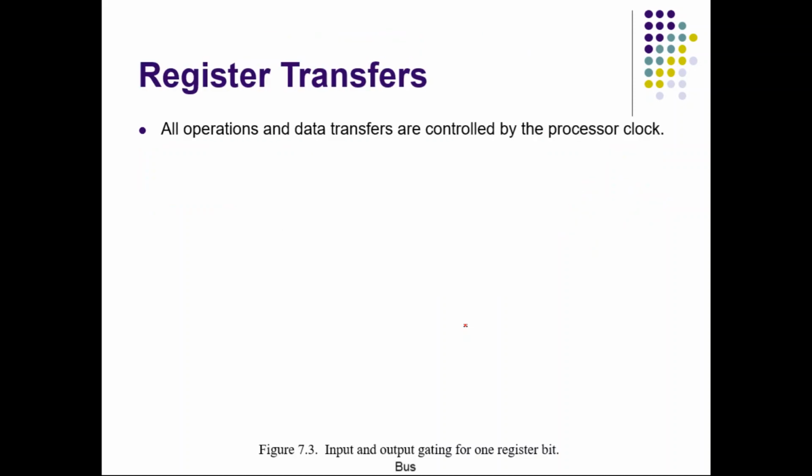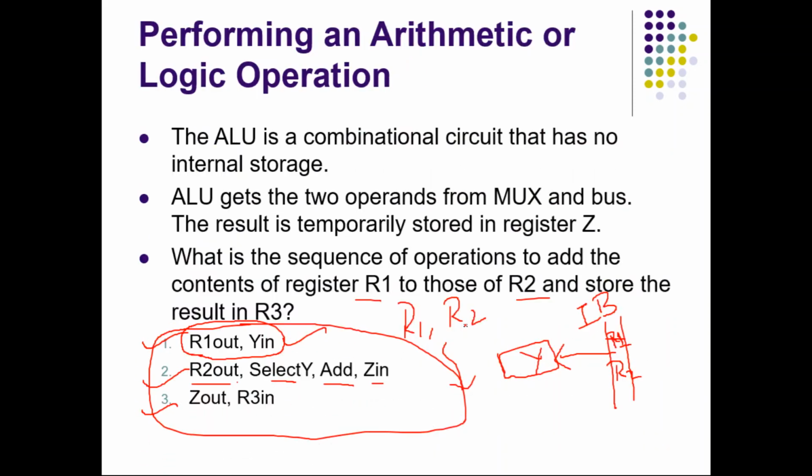So that is the last step that we will be doing. Okay, so Z out comma R3 in. So the result of R1 plus R2, which is available in the internal bus, will be moved to the register R3 with this instruction R3 in.